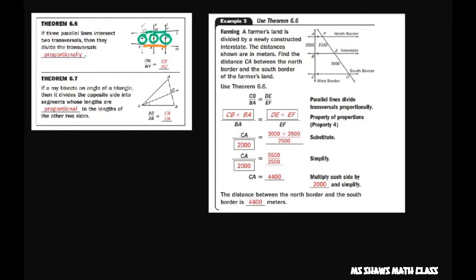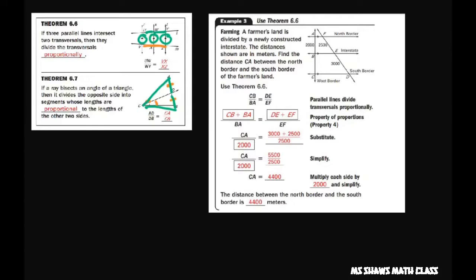All right, and then we have this triangle. If a ray bisects, remember bisects means it divides this line in half. So these two lines are going to be congruent. And the angles will also be congruent here. So then we can set up that AD over DB equals CA divided by CB.